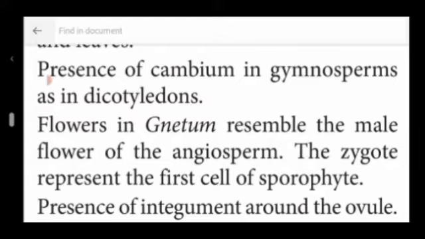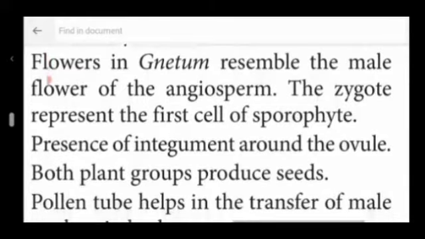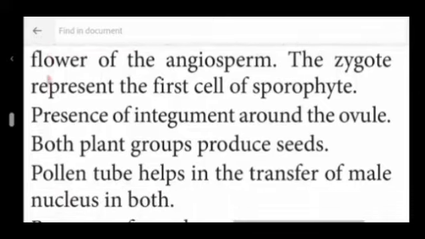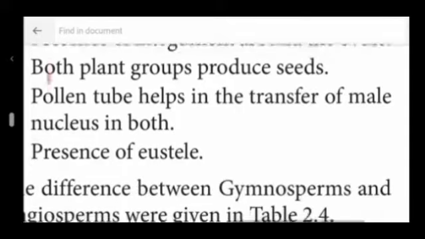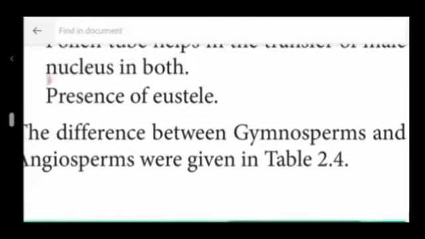The zygote represents the first cell of the sporophytic generation. The presence of integument around the ovule. So like the angiosperms, the gymnosperm ovules are also surrounded by an integument, the outer covering. Both plant groups produce seeds. The pollen tubes help in the transfer of male nuclei into the egg in both angiosperms and gymnosperms.